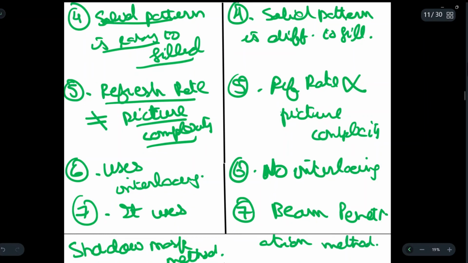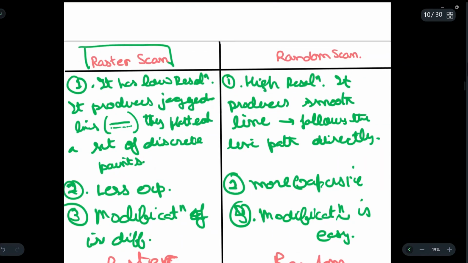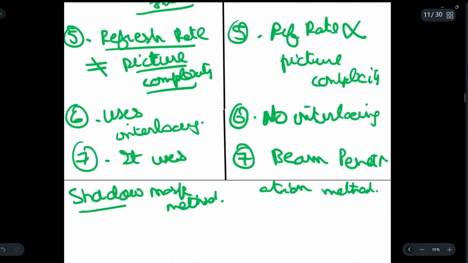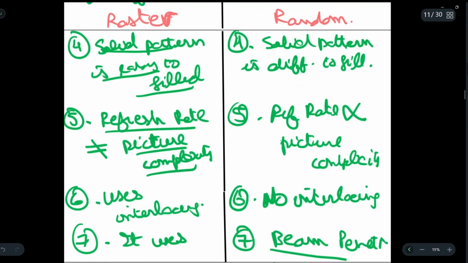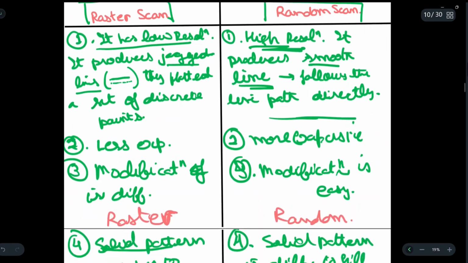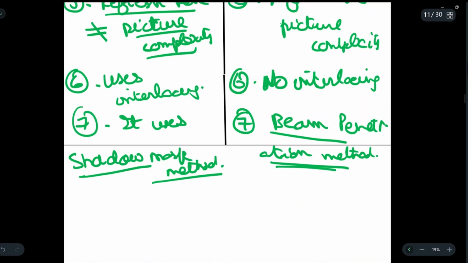So these are the seven differences between raster scan and random scan. In order to understand them properly, I have discussed the shadow mask method in my previous video, and the beam penetration method has also been discussed. The first point, the low resolution and jagged line part, and the high resolution and smooth line part, have also been discussed in the previous video. So guys, these are the seven differences that you can write in your exam. Even if you write five, it's fine. You need to learn them by heart and you should know the differences.